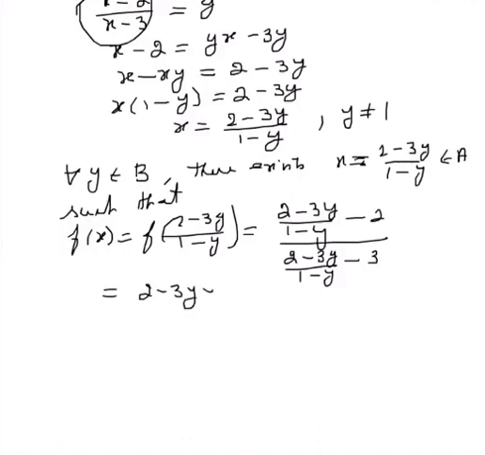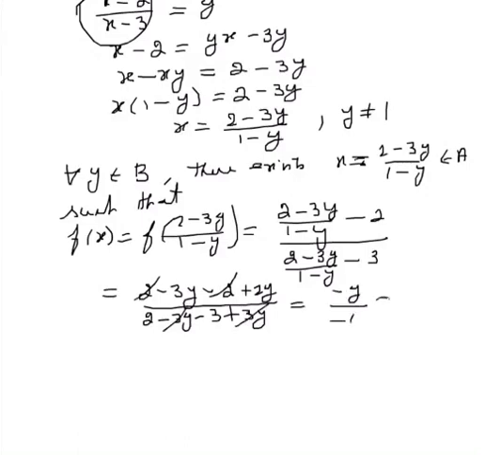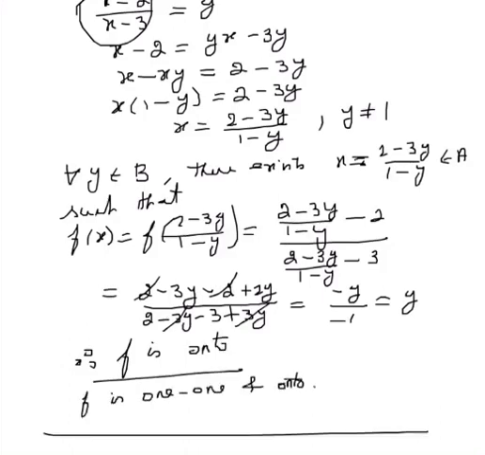2 minus 3y minus 2 plus 2y. Here also take LCM, 1 minus y. 2 minus 3y minus 3 plus 3y. Let us simplify. We get minus y divided by minus 1, which gives us y. Therefore, I can conclude that f is onto. So it is a surjective function.